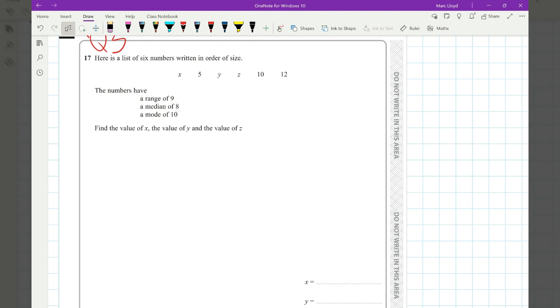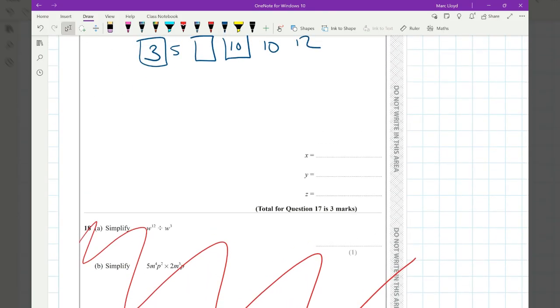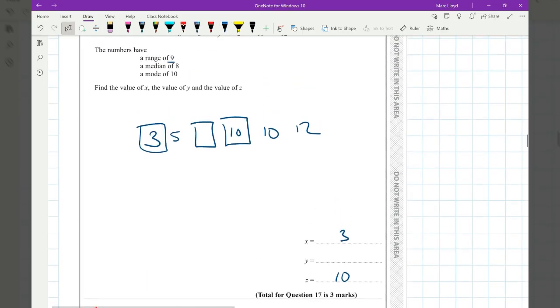So first thing we'll do is work out what x is, because it says it's got a range of 9. So 12 minus 9 gives us 3. So we've got 3, 5, y, z, 10, and 12. Now we've got a median of 8. I'll worry about that in a minute, because the mode of 10 is quite important, because that means that z has to be 10. I'm going to put that on my answer line there. x was 3. Now we need to work out what y is.